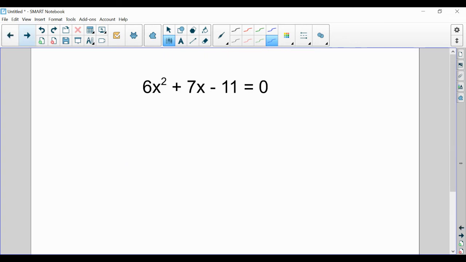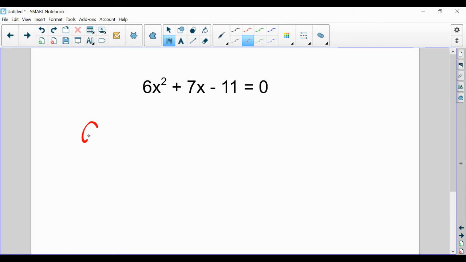For the first problem, I have 6x squared plus 7x minus 11 is equal to 0. I can try to factor this, but if I try to split the middle term, I get negative 66, which is, let's see, 11 and 6, 22 and 3, 33 and 2. Nothing I can get to make 7. So there's nothing I can do to factor this. This is not factorable. I could complete the square, which is going to be messy if I have to divide everything by 6 and my middle term is 7 over 6. It looks like my best bet is to use the quadratic formula.